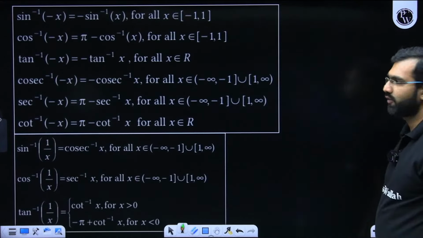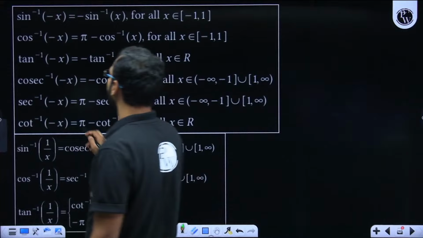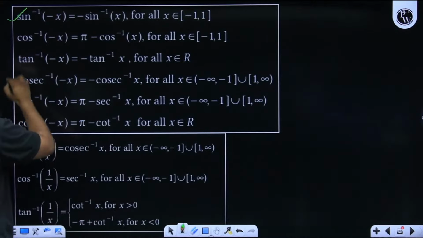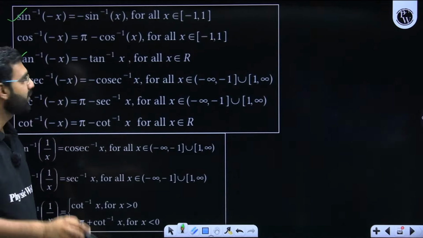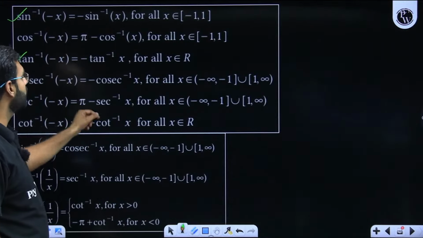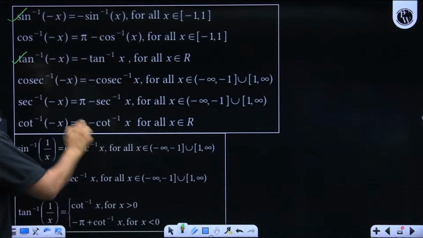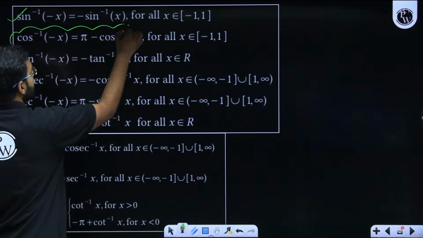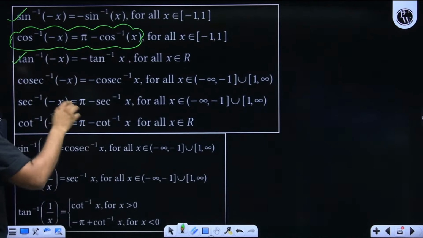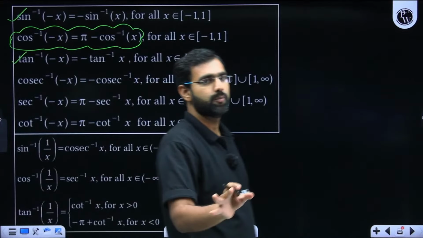You've got to take care of the principal domain. This I personally remember by this: I treat sine inverse and tan inverse as odd functions. So sine inverse of minus x and tan inverse of minus x will be minus sine inverse x and minus tan inverse x. But for cos inverse of minus x, it is pi minus cos inverse x. The same will be true for their reciprocals as well.